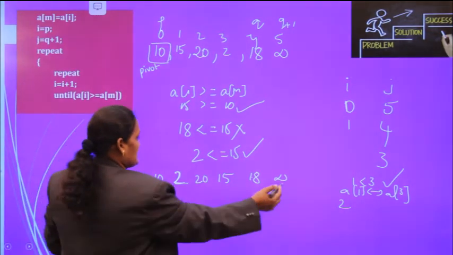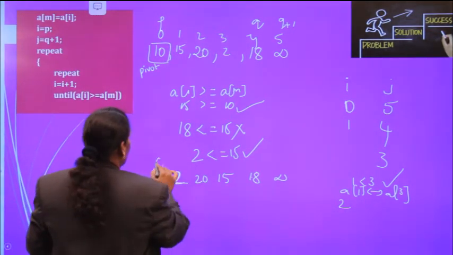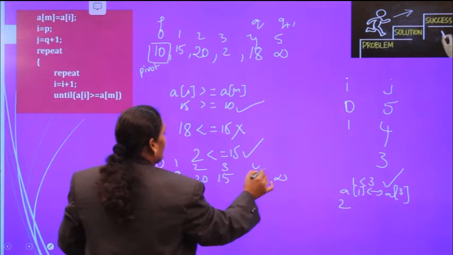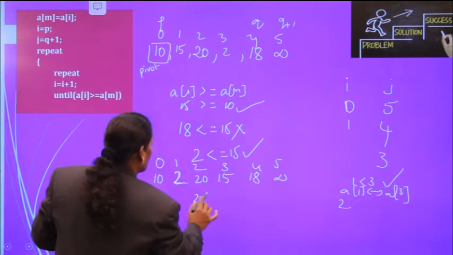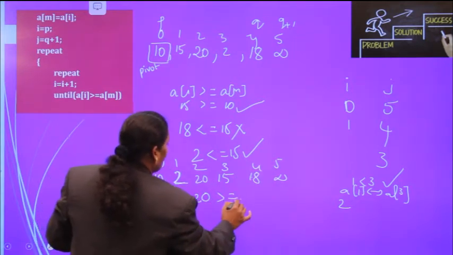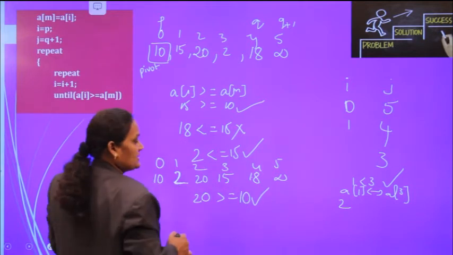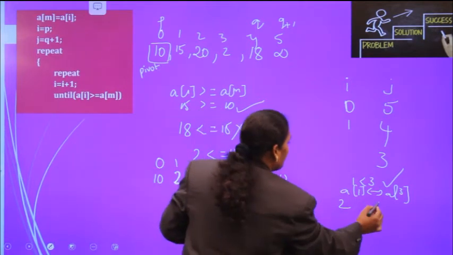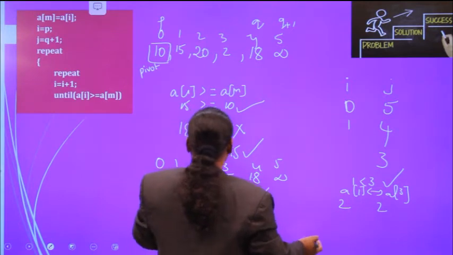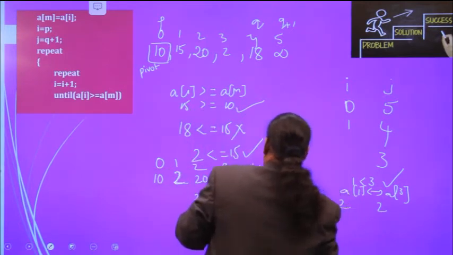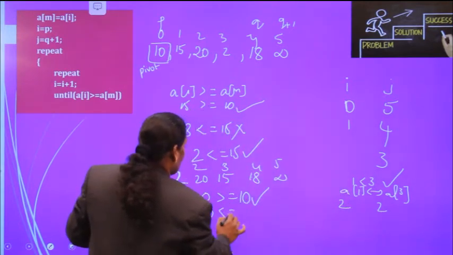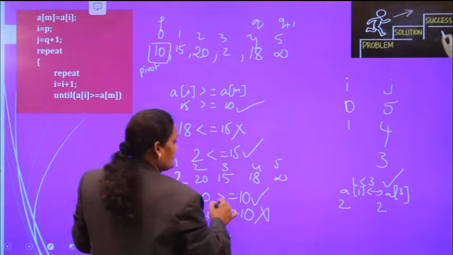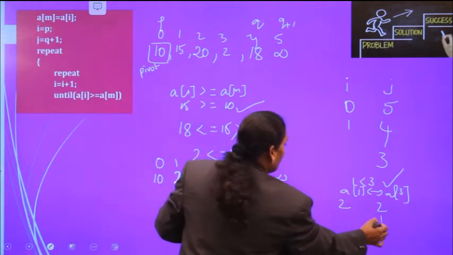So that's why we are repeating the process. So here what is A of 2? 20 is greater than or equal to the pivot element. Yes, the condition is true. Now again I am decrementing j value. 2. What is the value? 20 is less than or equal to the pivot element. The condition is false.